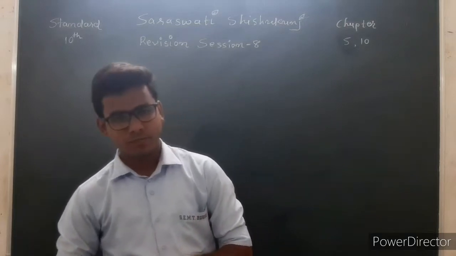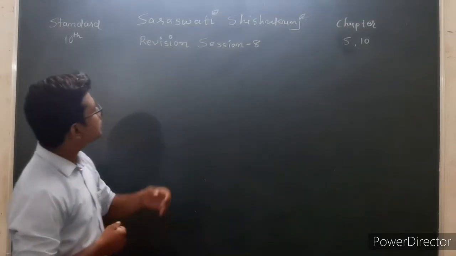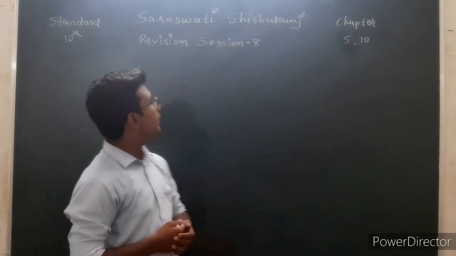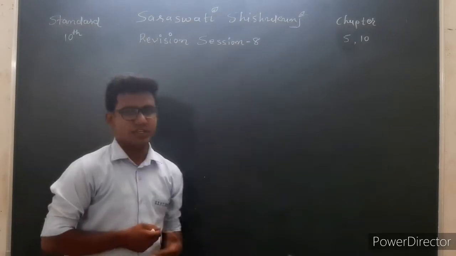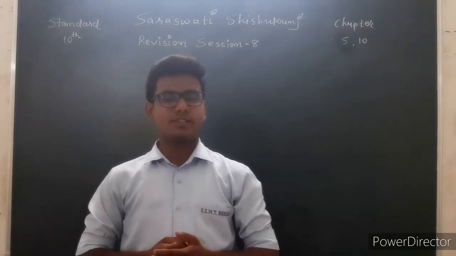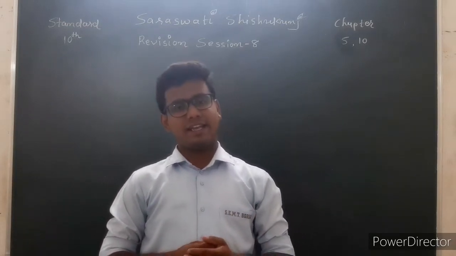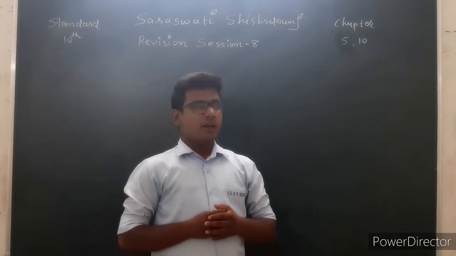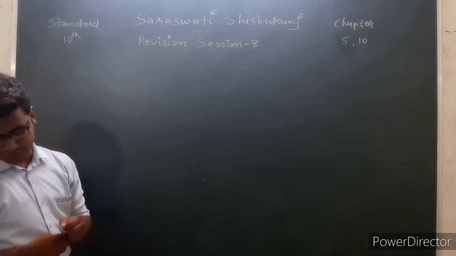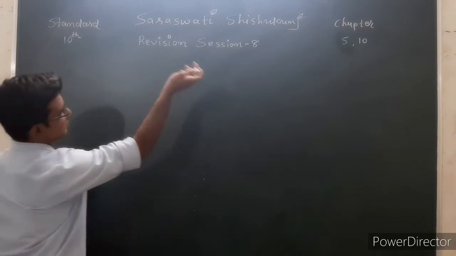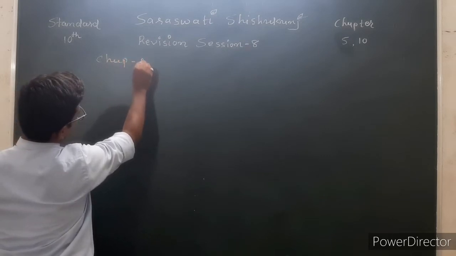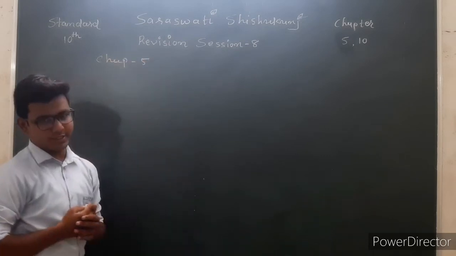Hello students, today we are going to understand chapter number 5 and chapter number 10 in our revision session 8. In revision session 7, we discussed chapter number 1 and chapter number 6. So, let's start with chapter number 5, that is periodic classification of elements. Some of the questions from chapter number 5 we are going to discuss.